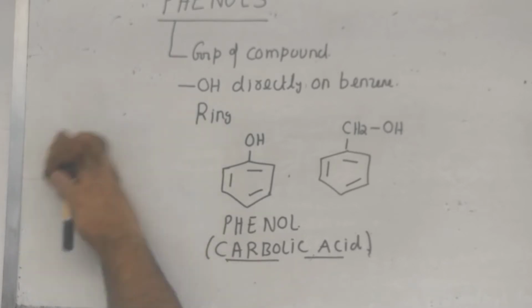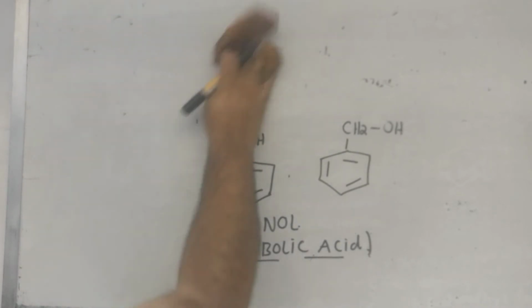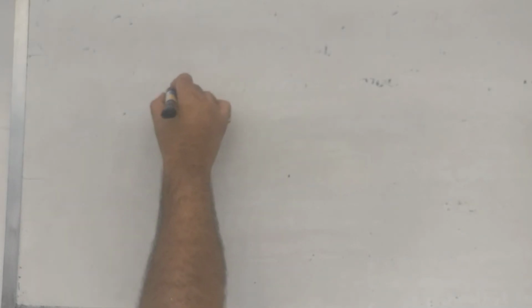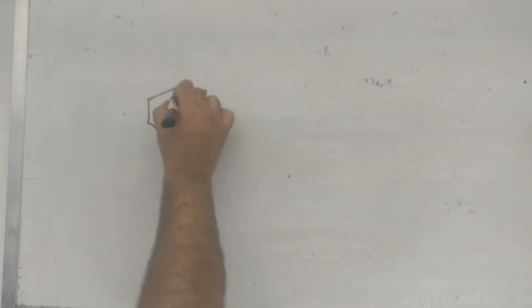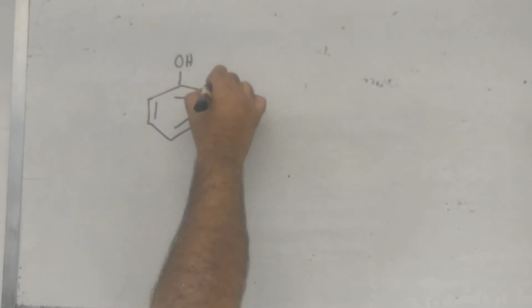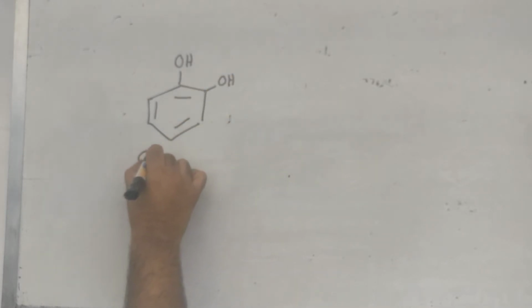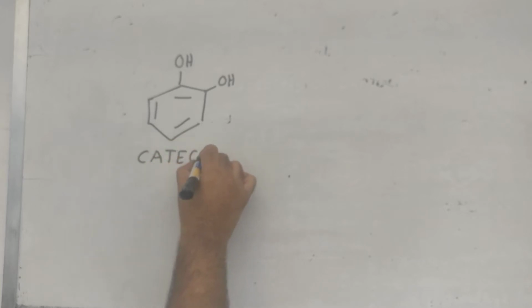Now let us see some more derivatives of phenol. Let us put two OH groups on the benzene ring. We've got three isomers. We can have benzene with OH at this position and this position, ortho. This compound is commonly called catechol.